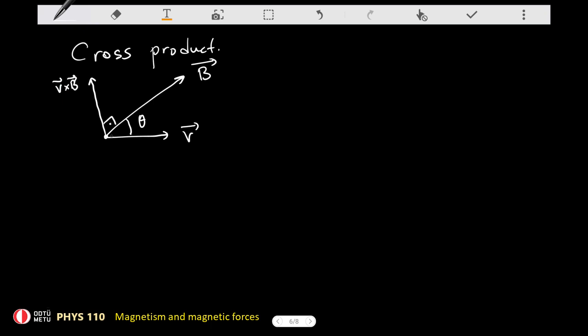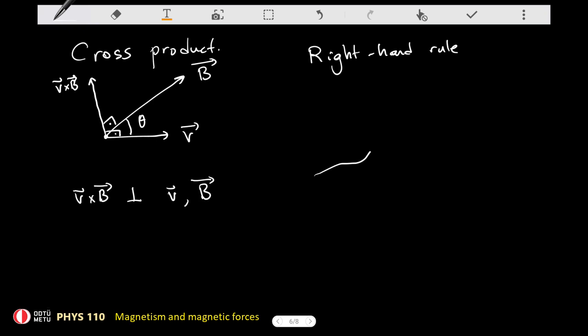So this angle is 90 degrees, this angle is 90 degrees. Let me write it down like that. So V cross B is perpendicular to both velocity and the magnetic field. But of course, seeing that V cross B is perpendicular to both of these vectors does not uniquely define the direction. So we have to use the right-hand rule for that purpose. Right-hand rule. Let's remember what the right-hand rule is. So to describe this, I just draw my right hand again.